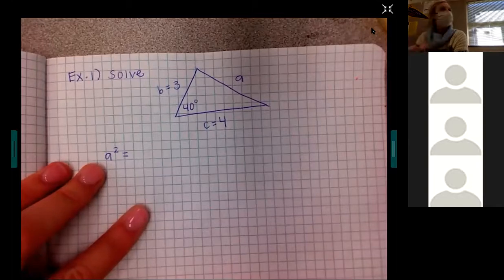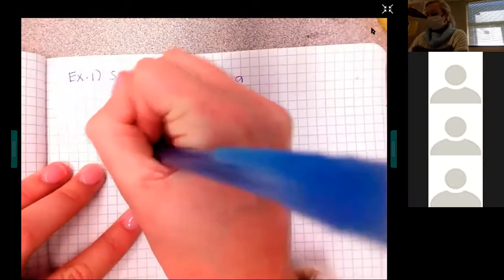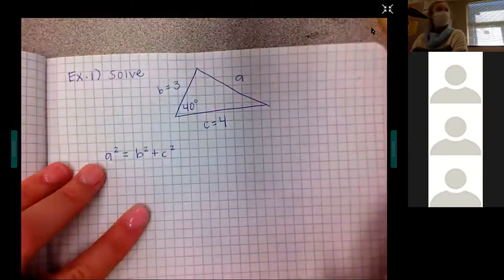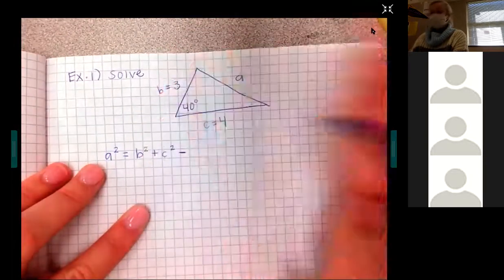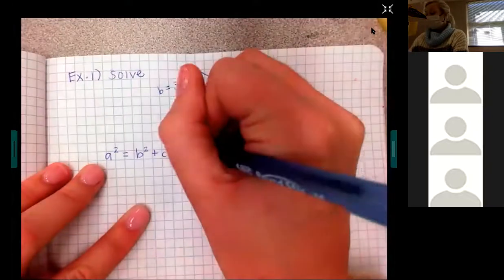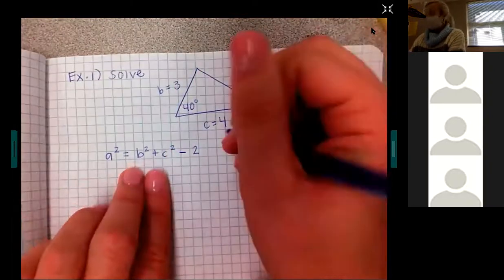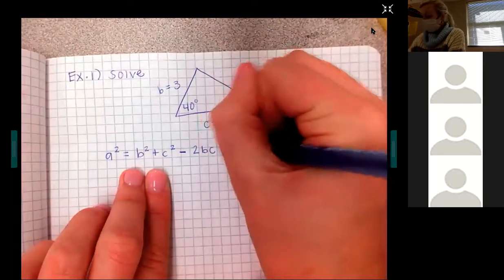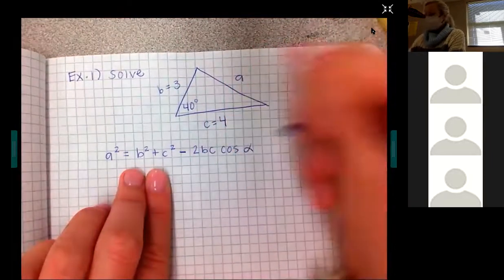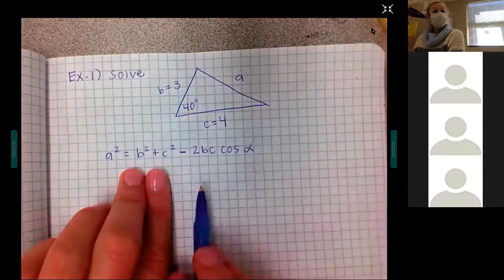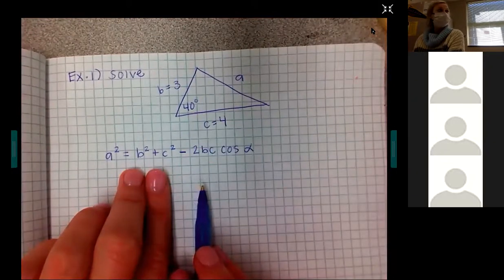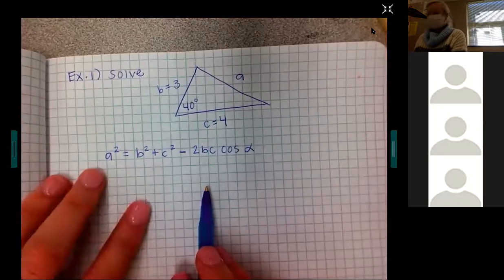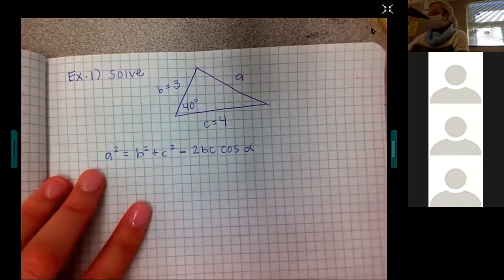Pythagorean theorem, what would we do? B squared plus C squared minus, because it's not a right triangle, 2BC, good, that's what you know, cosine of angle A, because you also know that. So now let's just plug in. Once y'all write it, I'll give you a second. All right, so now I'm just going to plug in.